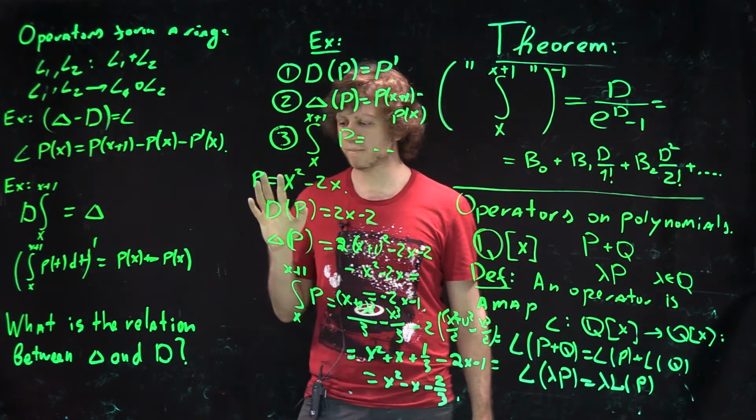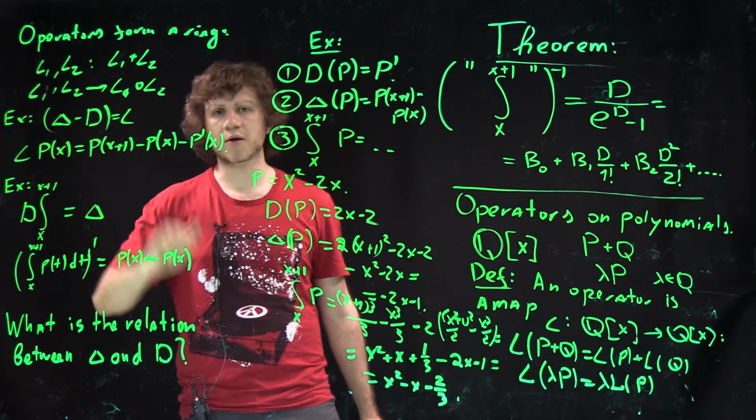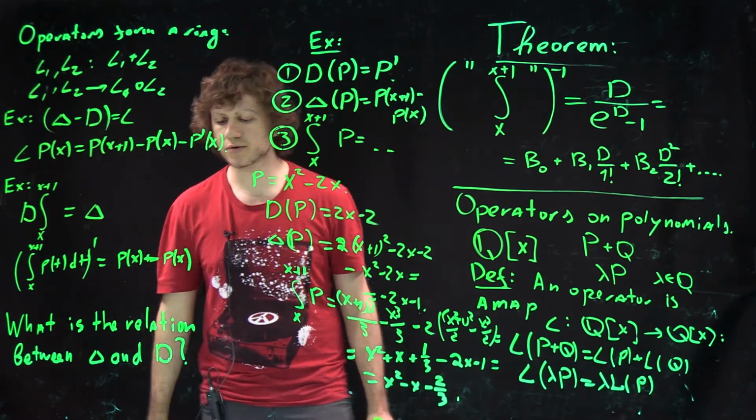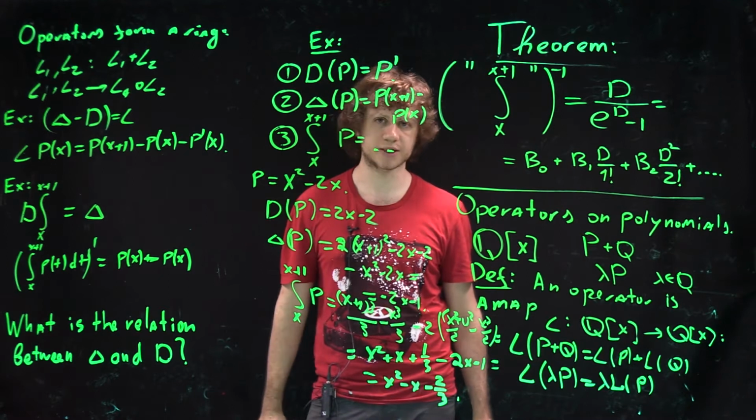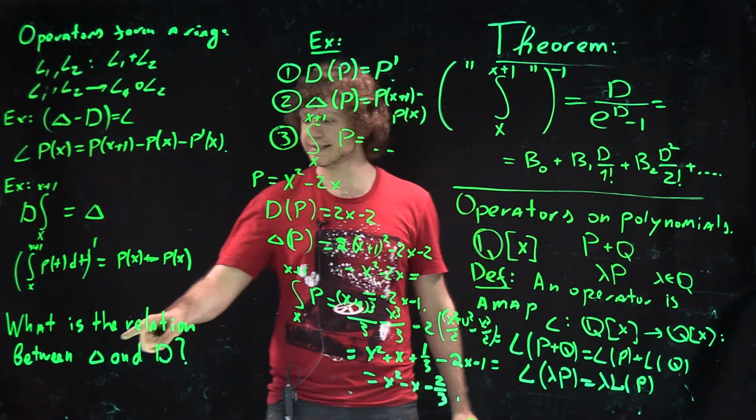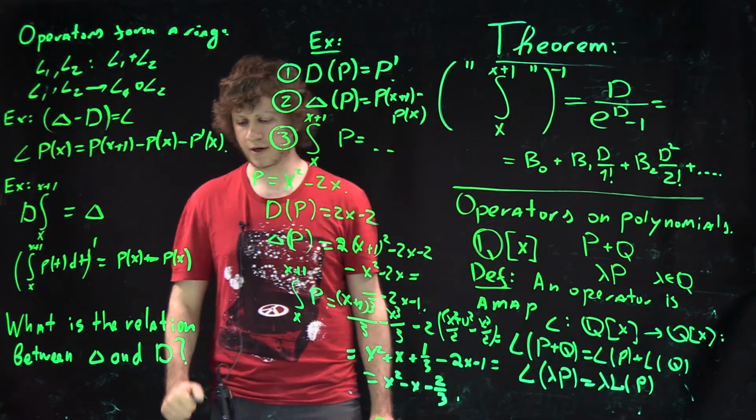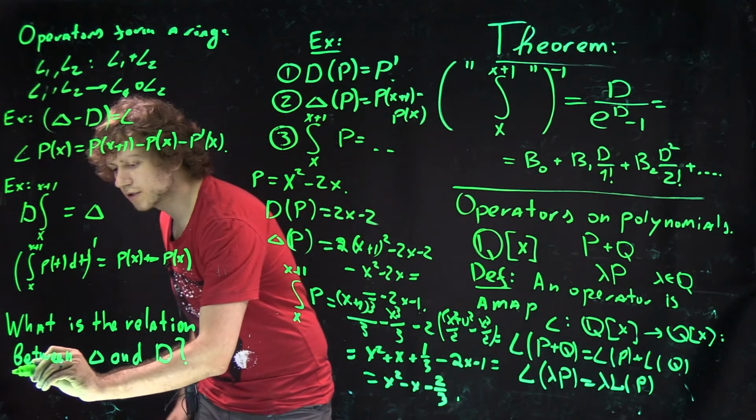So, we can multiply operators, we can add them, but there is another thing we can do which is maybe much more surprising. So this delta and d have the following property. So let me give a definition. So, a little definition.